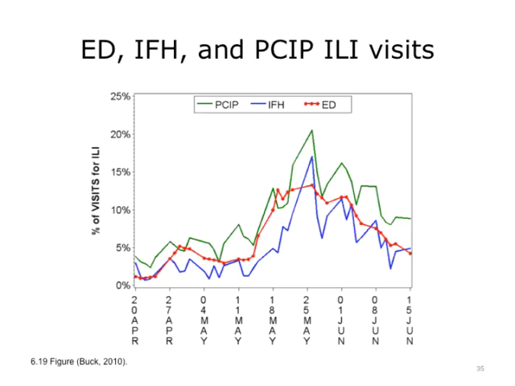Here is a graph of the level of ILI at the emergency departments in red, the PCIP primary care practices in green, and the IFH primary care practices in blue. From this graph, it appears that EDs increased well above baseline around 4/28, whereas IFH didn't increase above baseline until after 5/19, and the PCIP facilities didn't show a major increase until mid-May.